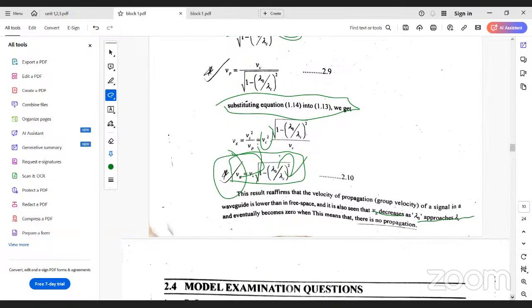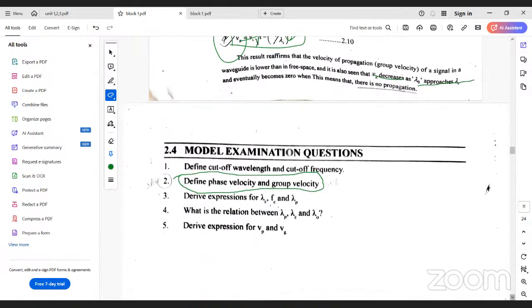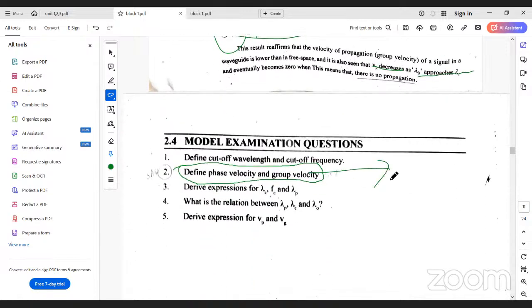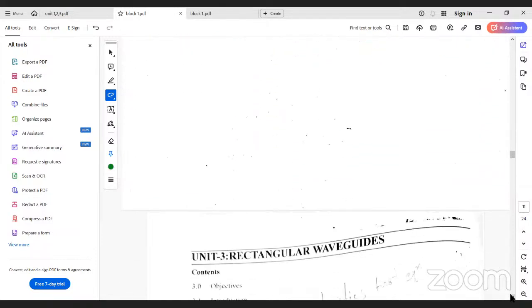Is this okay, my topic? Yes, ma'am. This is an important short question you can expect. Next, we will come to the derivations part, the bigger essay questions.